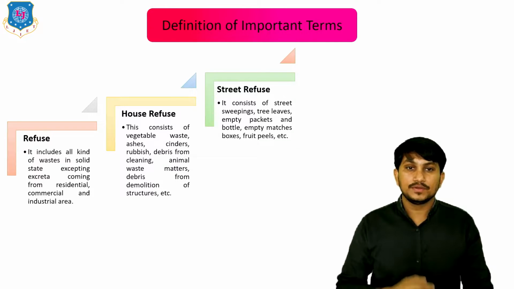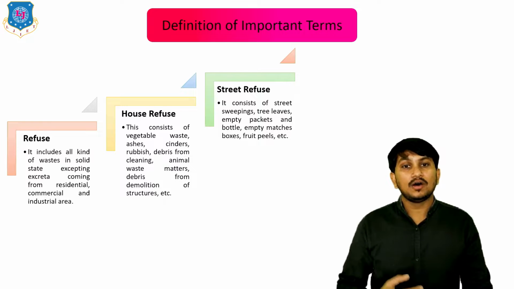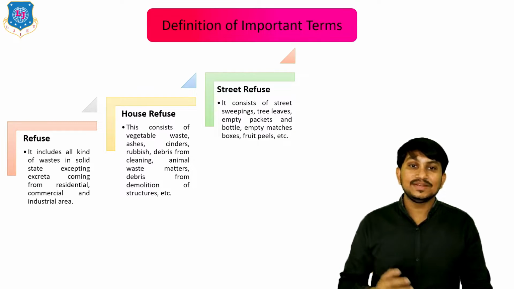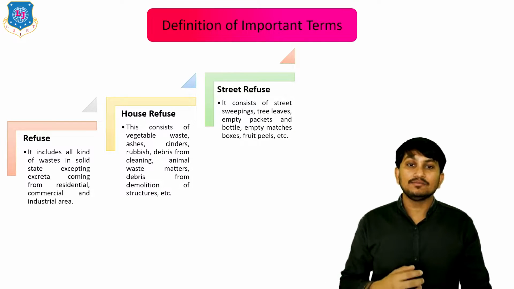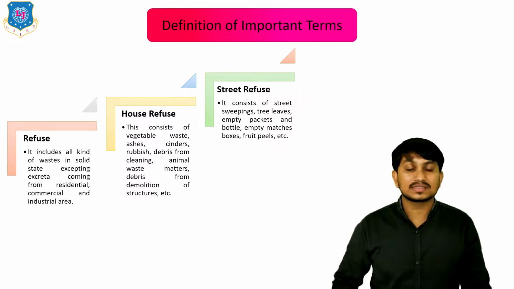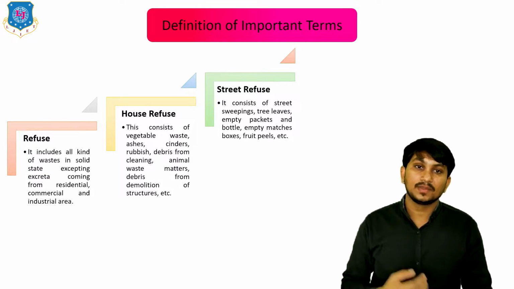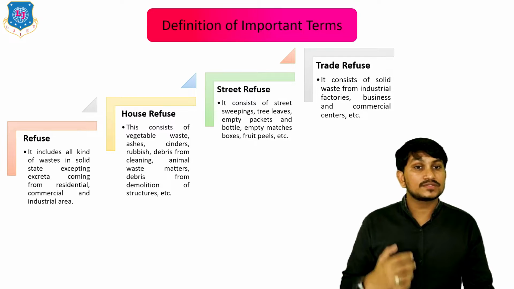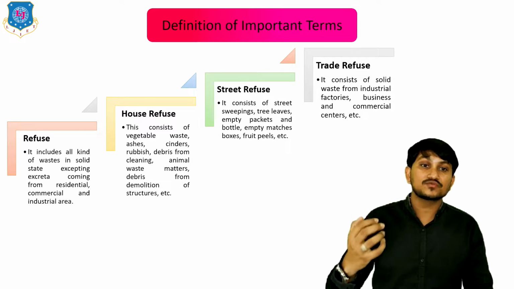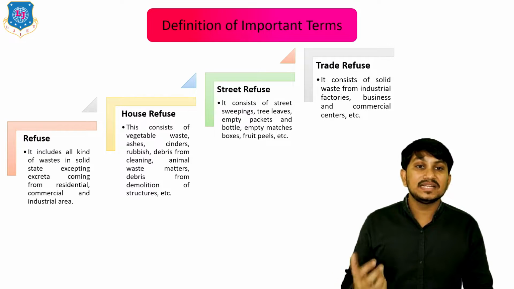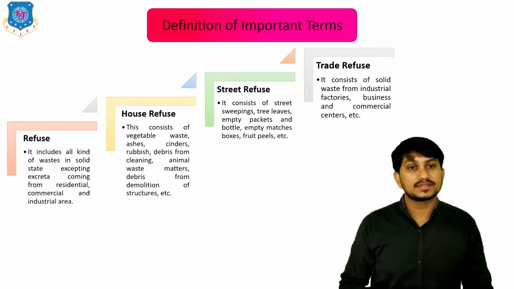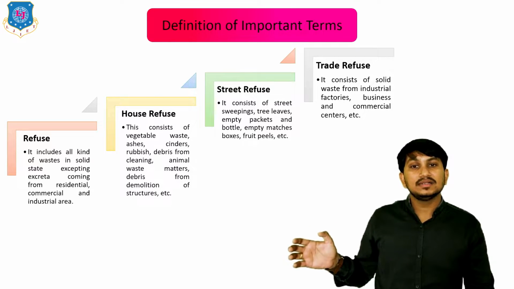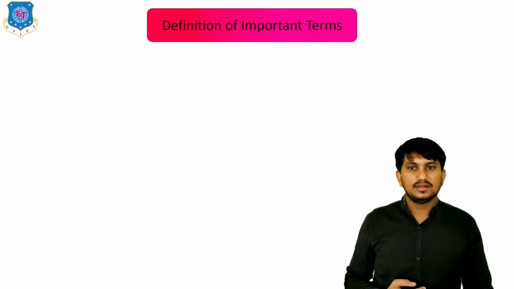Second is street refuse. It includes street sweepings, tree leaves, empty packets and bottles, empty matchboxes, fruit peels, etc. And the third is trade refuse. It consists of solid waste from various industries, factories, businesses and various commercial centers. These are the various types of refuse.